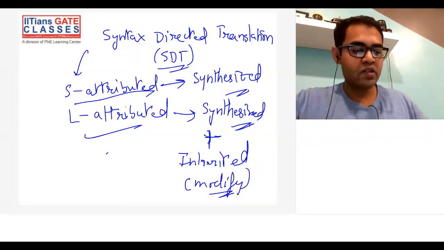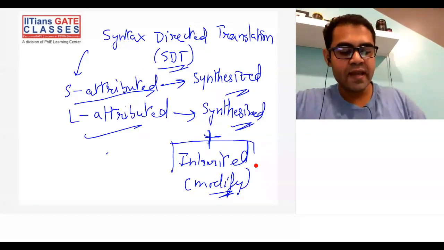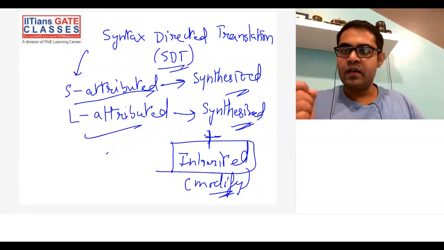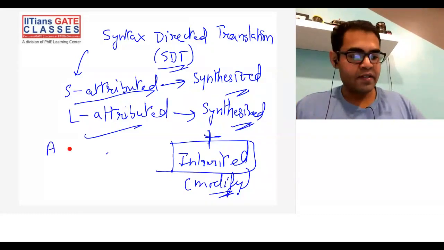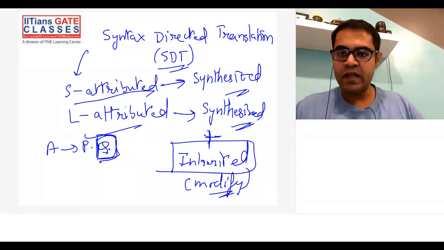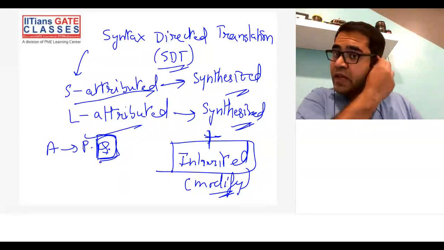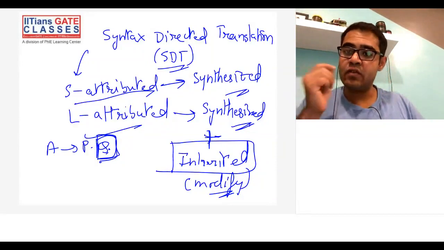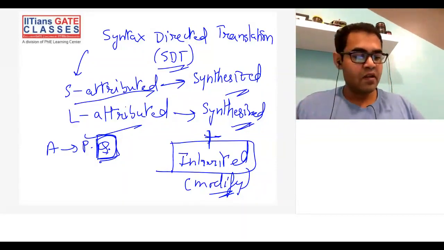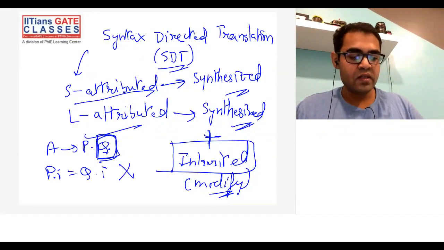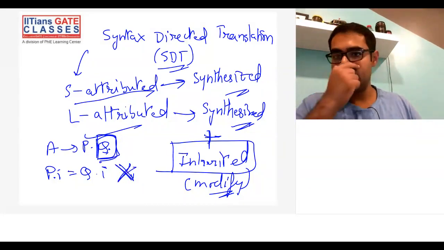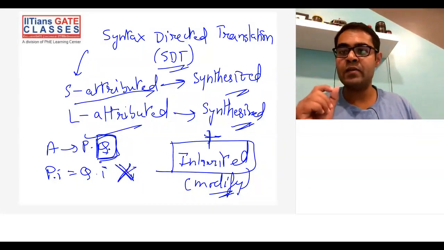So the modification is what? In an inherited attribute, the right sibling, or if I say this belongs to P dot Q, this guy can only take values from the left sibling. So if I write something like P dot I is equal to Q dot I, this will not be allowed in an L attributed SDT.